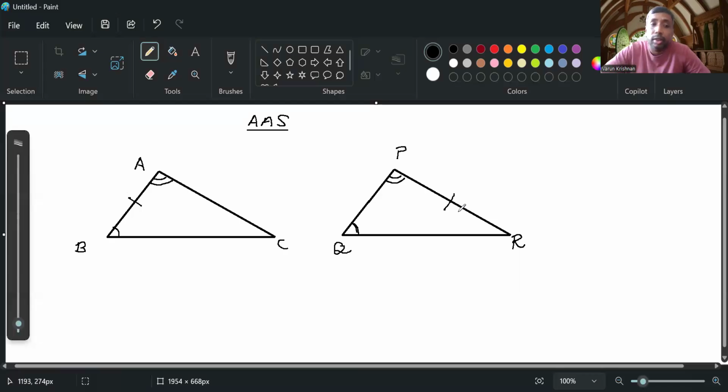The sequence of the two angles on one side, which we are proving to be equal, should be the same for the two triangles, and only then can we successfully conclude that the two triangles are 100% congruent to each other.